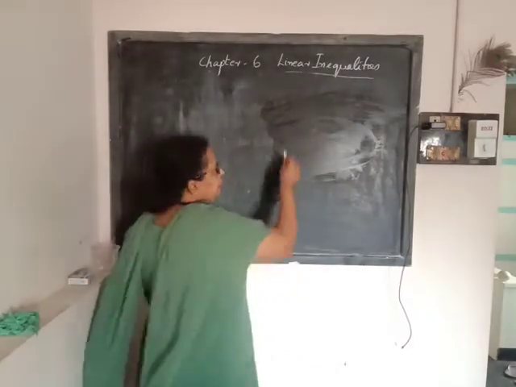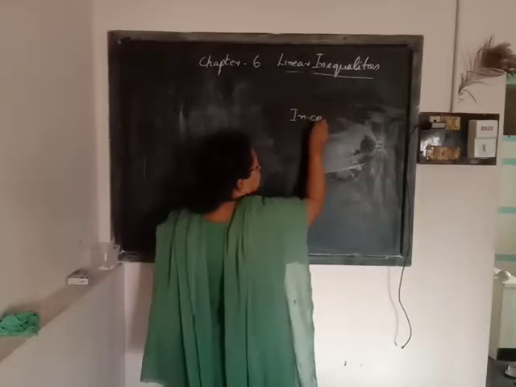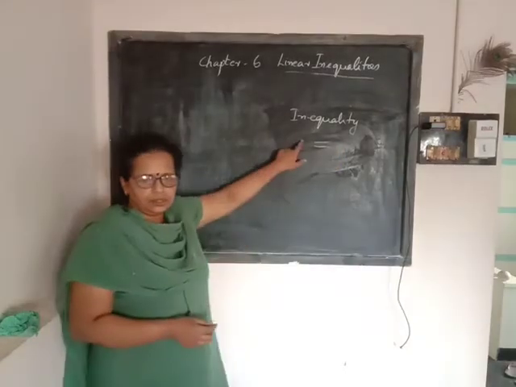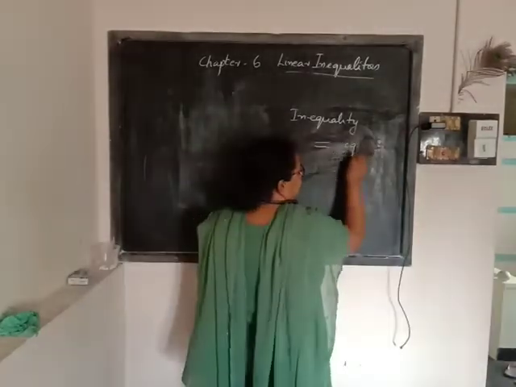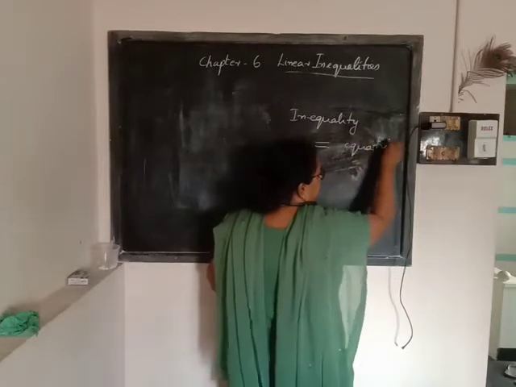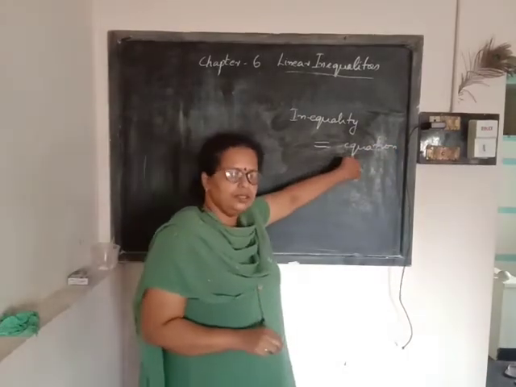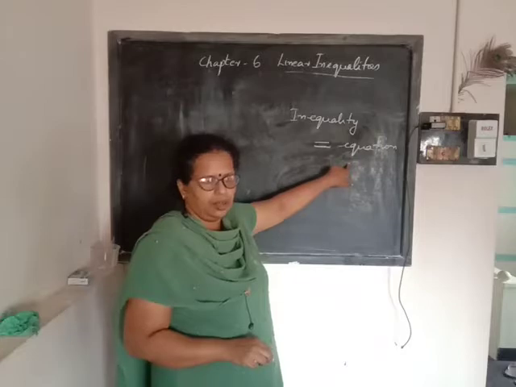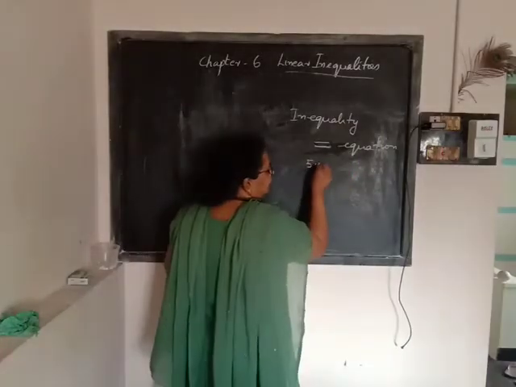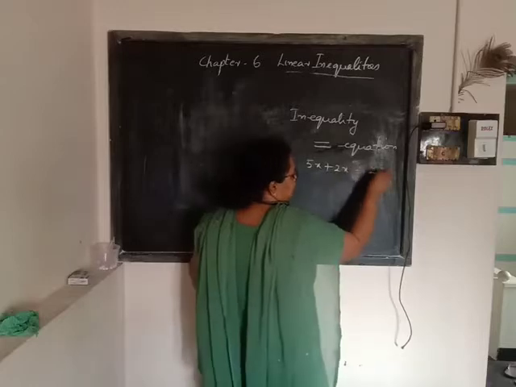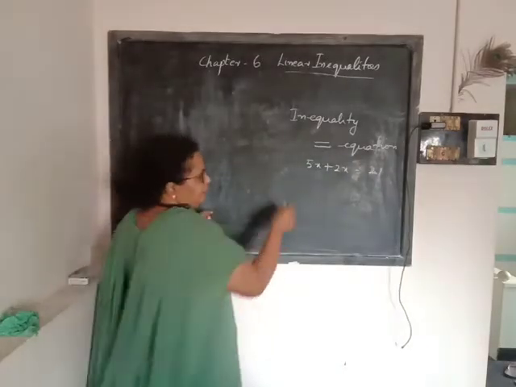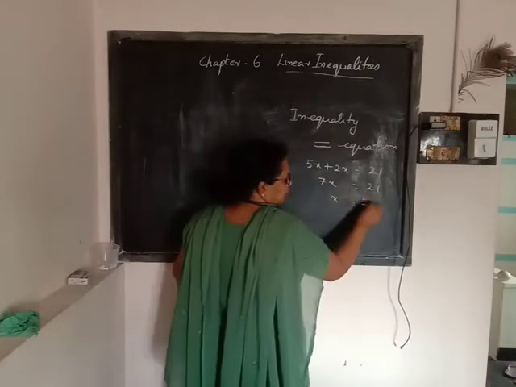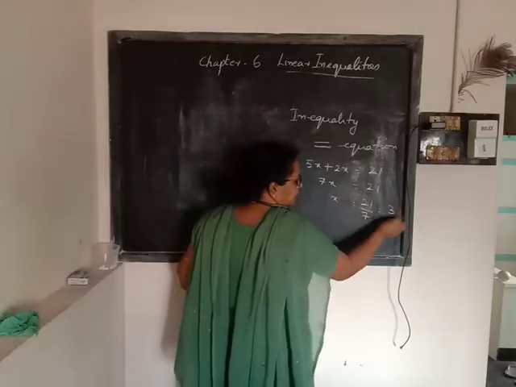Inequalities. What is inequality? Equal, you know. When there is an equal sign, it is called an equation. You have learned this in your 9th standard or 10th standard. Linear equation. And how to solve problems like these? 5x plus 2x equal to 21. Solve for x. How will we do? 5x plus 2x, 7x equal to 21. x equal to 21 by 7 equal to 3.